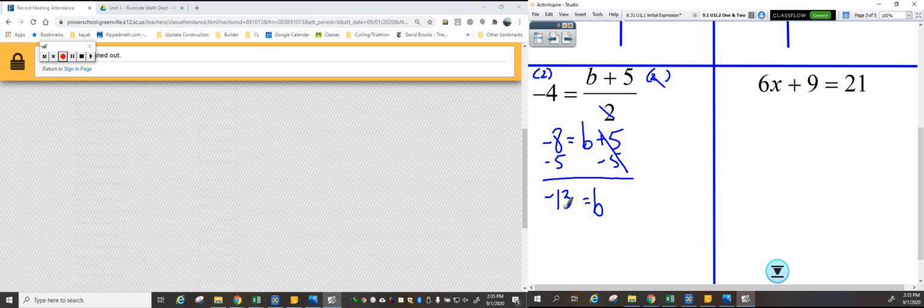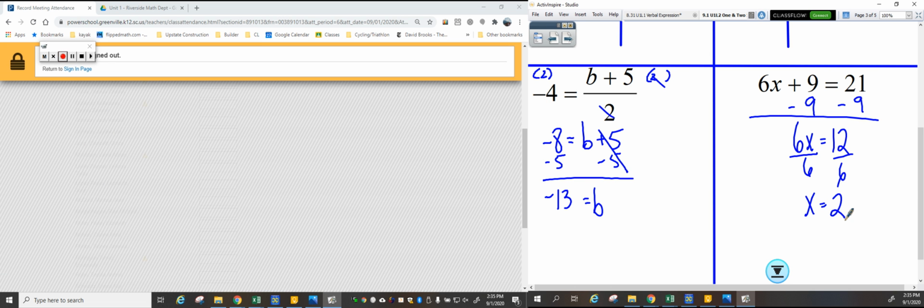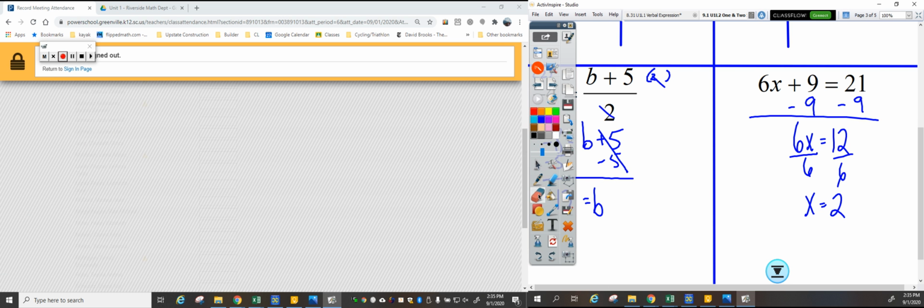All right, finally, Elizabeth, what do we do here first? Subtract the 9. All right, so 6x equals 12. Perfect. Divide the 6. Perfect. Okay? I have a question. Does it matter if you make it 21 minus 9? So let's do that for a second because that's a really good question. We're gonna work this out.